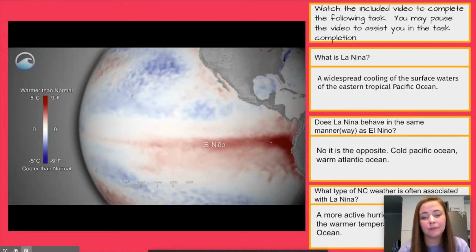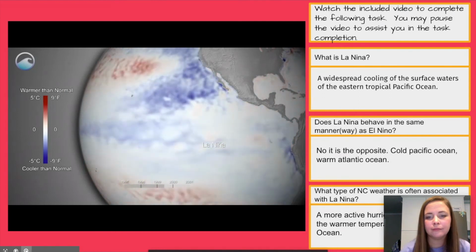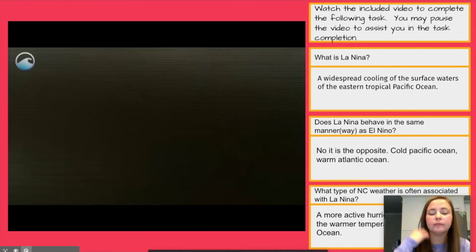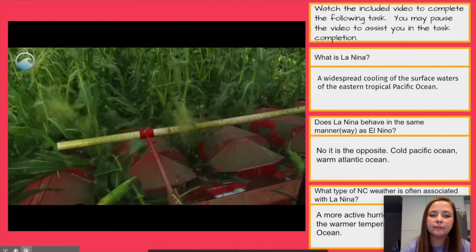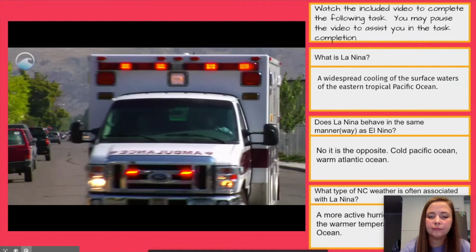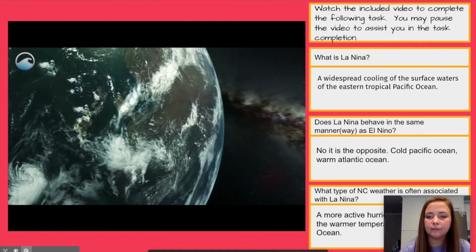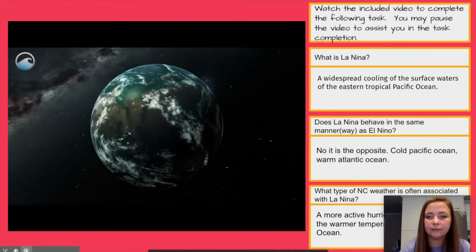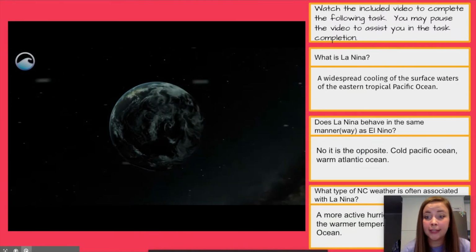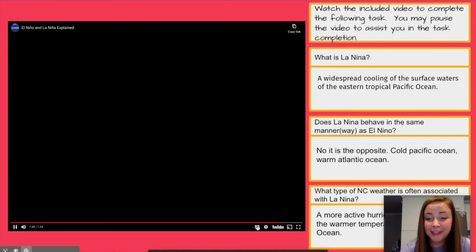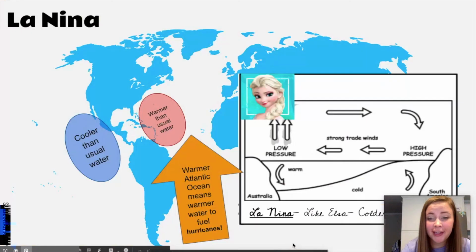El Niño and La Niña together are part of a cycle that influences extreme weather and can impact food production, water supply, and even human health, not just in the U.S., but in many parts of the globe. And that, my friends, is El Niño and La Niña in a nutshell.